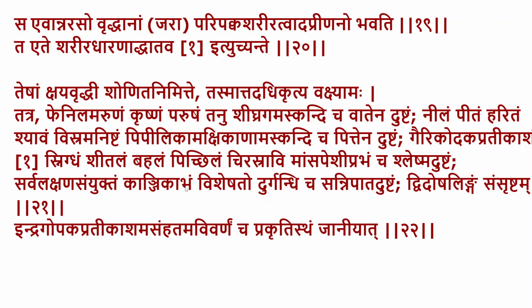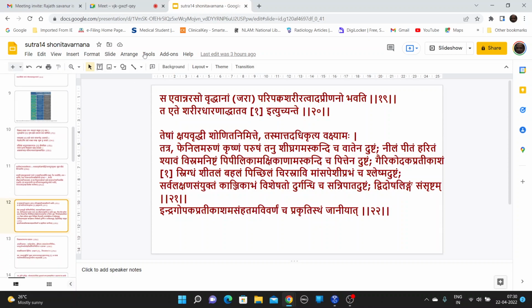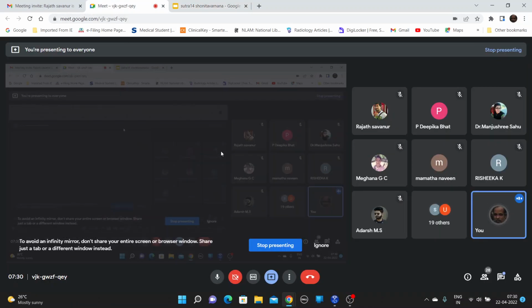A healthy blood would have the color of indragopa, a bright red color, and it has the specific standardized clotting time and a healthy acid. We'll stop at this level today, and we'll continue in the next session about further. If there are any questions, I'll try to answer, and then we'll conclude today because time is up.